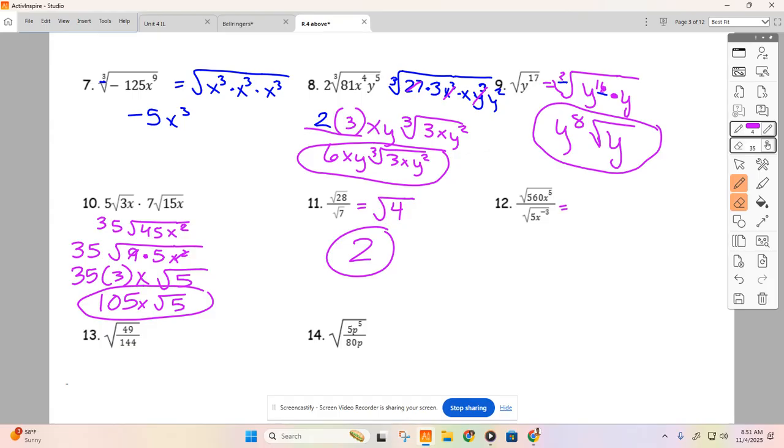I'm going to put this under one radical, and I'm going to divide 560 by 5. That gives me 112. Dividing the variables, remember our division rule was that we subtracted. So what we're really doing here is x to the 5th minus a negative 3, which becomes a plus 3. So it's actually x to the 8th.